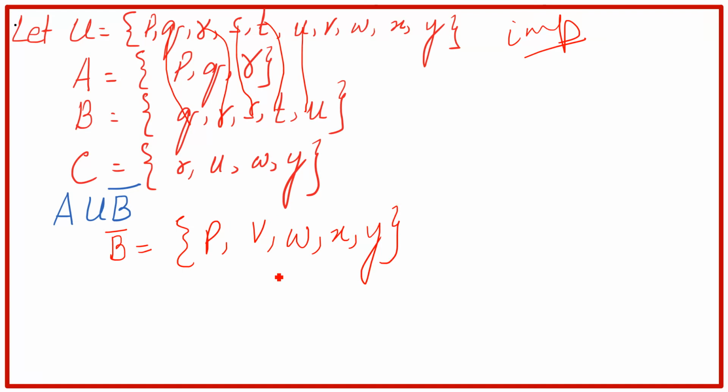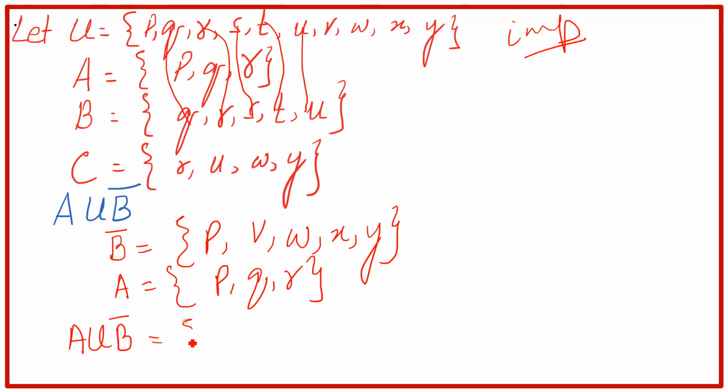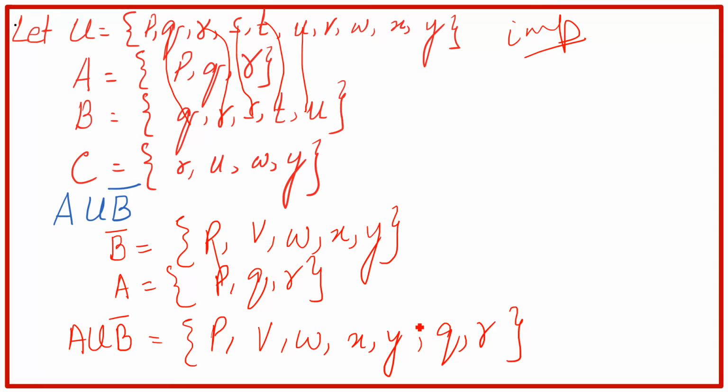This is B complement. Now write down A: P, Q, and R. So we have to make A union B complement. So now we have to consider A and B complement, not this B. So what is A union B complement? We have to write down each element, but if it is present in both, we will write down only one time. P, V, W, X, Y, Q, and R. This is A union B complement.